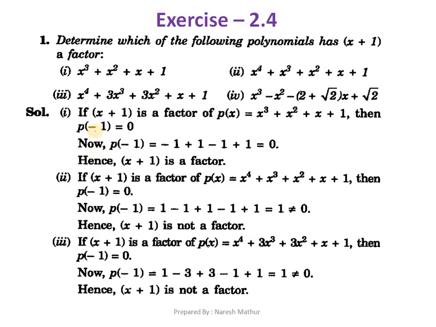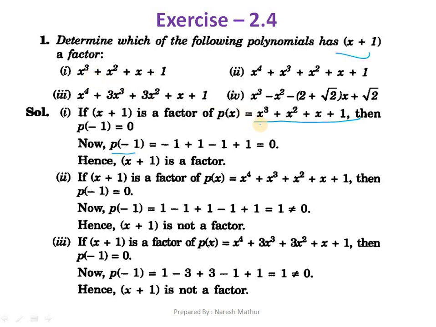Alright, so let's start. In the first equation we are given x cube plus x square plus x plus 1. If x plus 1 is a factor, then we need to find the value of p of minus 1. Just put the value of x equals minus 1 in the question.